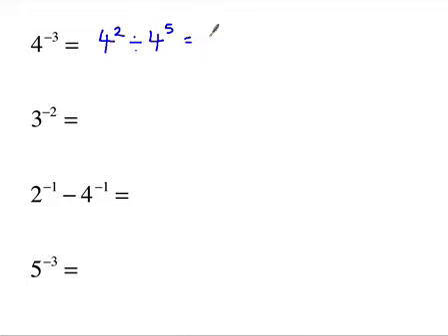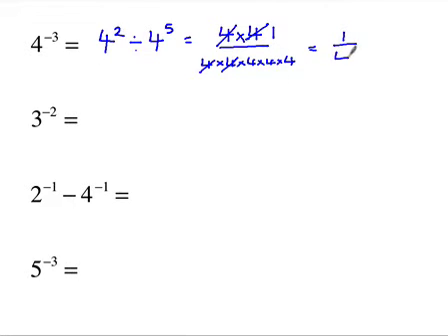Now, one way of thinking about that is by thinking 4 squared is 4 times 4. And 4 to the power of 5 obviously is 4 times 4 times 4 times 4 times 4. Now in this situation we would cancel them down, so that 4 would cancel with that one, effectively leaving me with 1. That 4 would also cancel with that one, leaving me with 1 on the top. So we would write this as 1 over 4 to the power of 3.